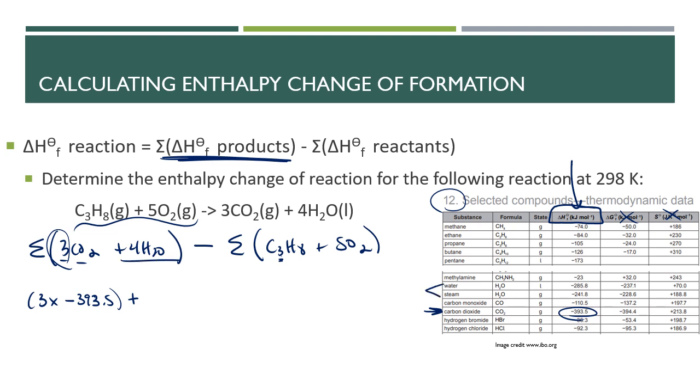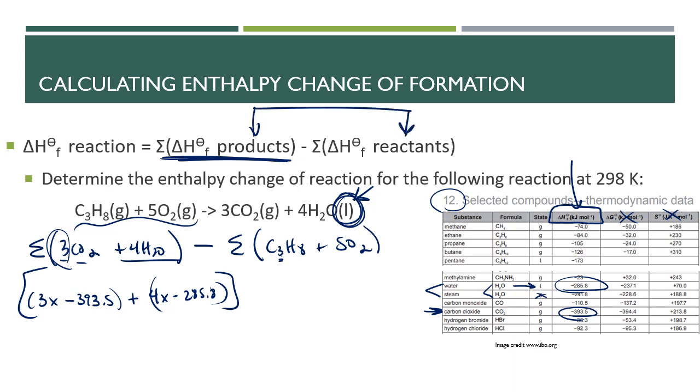Let's see, where's water? Ooh, I've got 2 waters, my friends. So make sure that you're checking your state of matter symbols. Liquid, I want this one, not this one. Negative 285.8, plus 4 times negative 285.8. And this is the sum of the enthalpies of my products, minus reactants. I'm going to add up all of my reactants. C3H8 is here. Propane is a negative 105. Negative 105 plus 5 times oxygen.